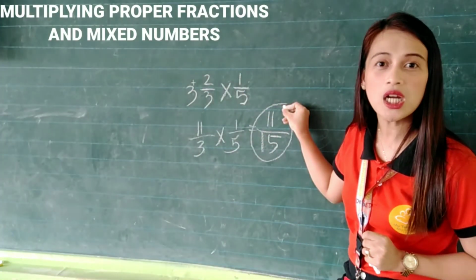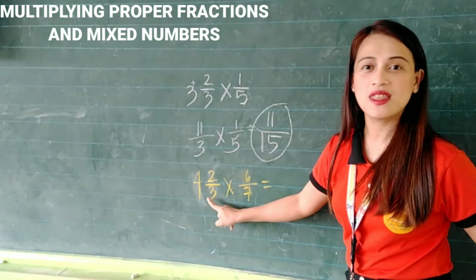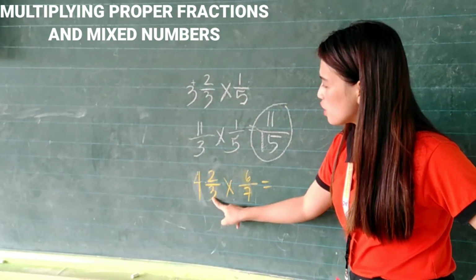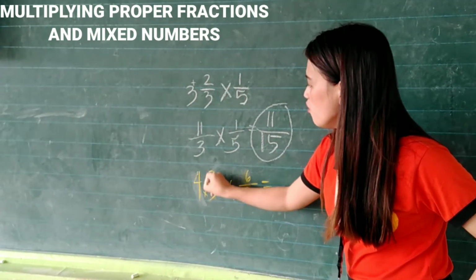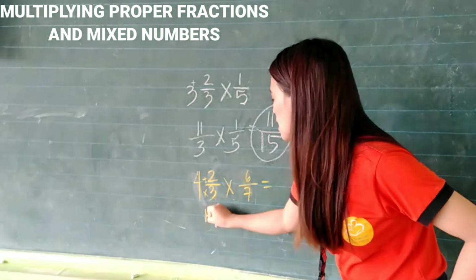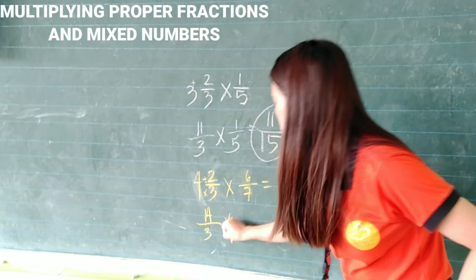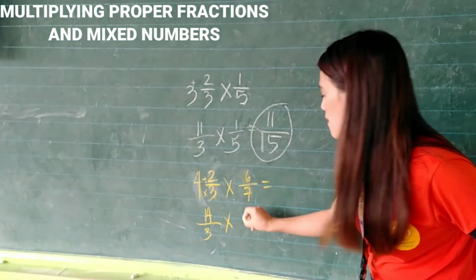So, let's have last example. Naay mixed numbers, so we are going to change first this one into improper fraction. So, change na ta. 3 times 4, 12 plus 2, 14. Copy si 3 times. Kopyahan na ni si 6 over 7.